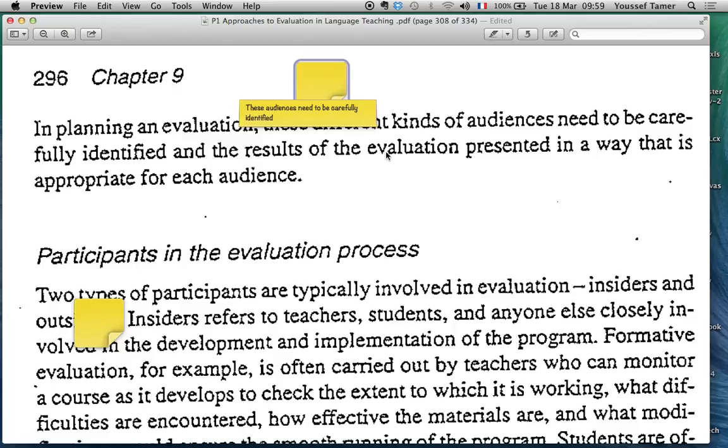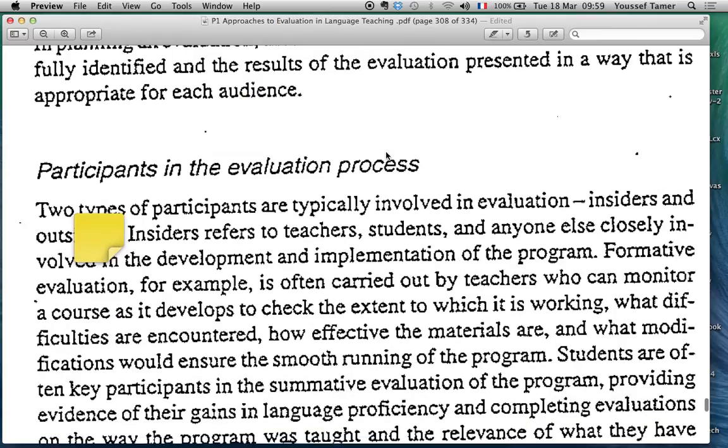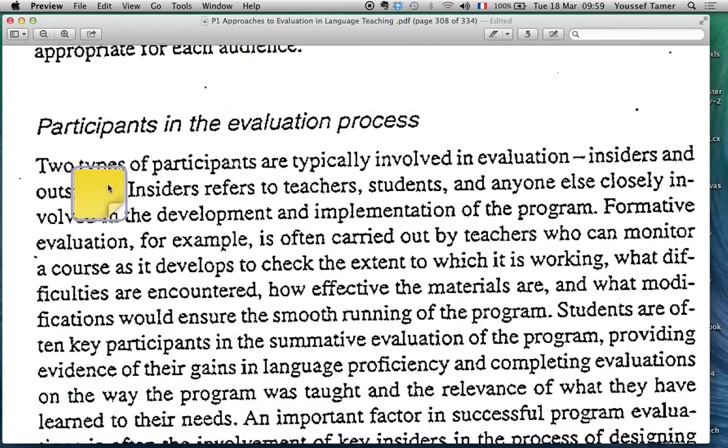Now, these audiences need to be carefully identified in your evaluation process. You need to identify who will be the members of your audience. The next point is, of course, the participants. As mentioned at the beginning, we have two components: the insiders and the outsiders. The insiders are the people in the school, and the outsiders are the people outside of the school.